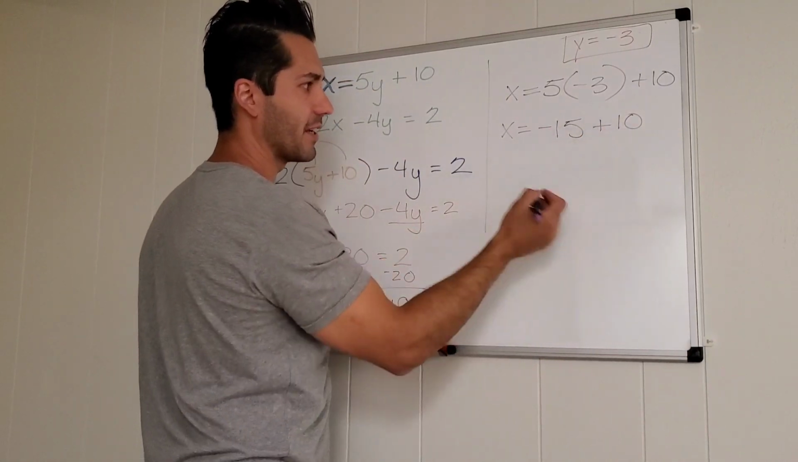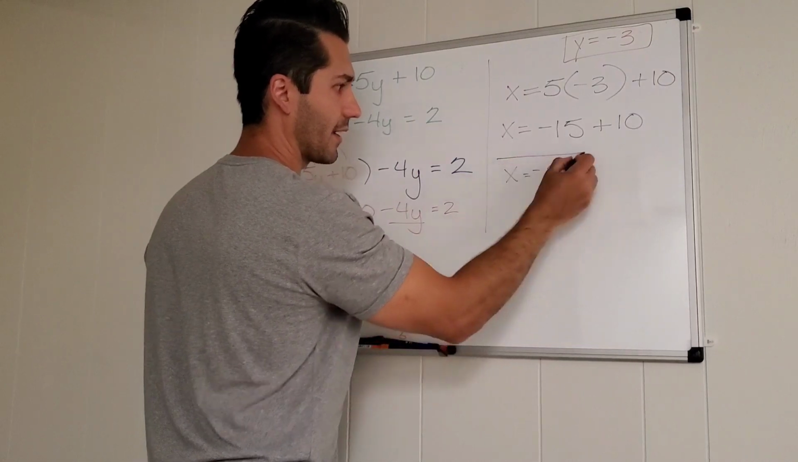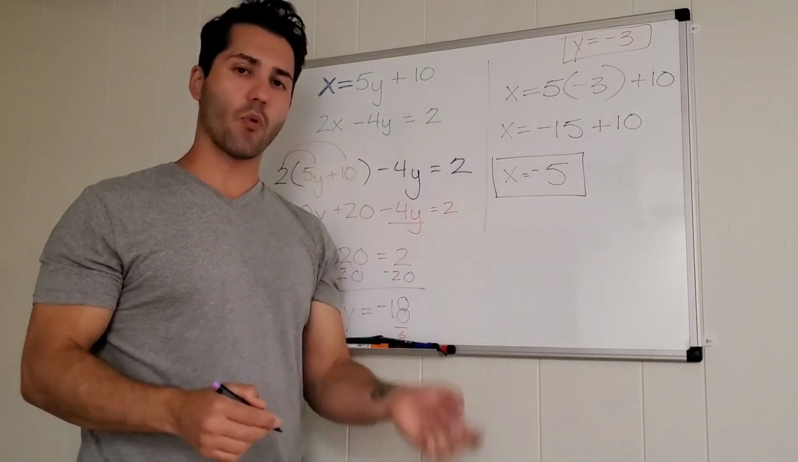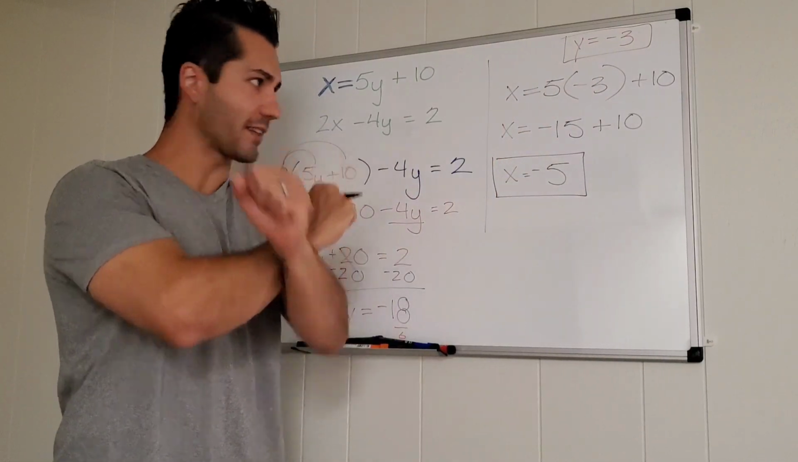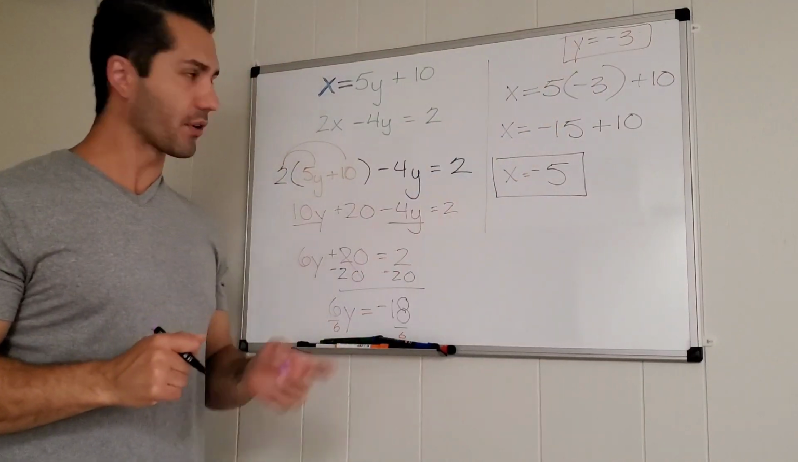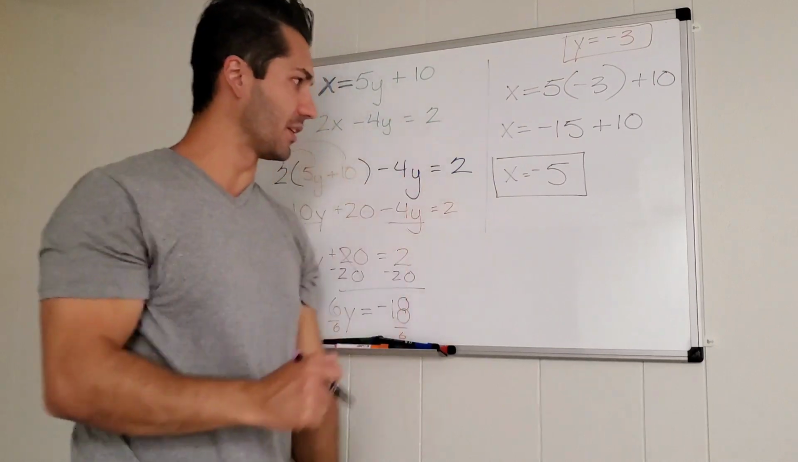Negative 15 plus 10, different signs. Subtract, keep the more dominant sign. And I get x equals negative 5. I have my x. I have my y. You know where they intersect. These two lines intersect at negative 5, negative 3. If you were to graph this on graph paper, that's where you would find two lines meeting.